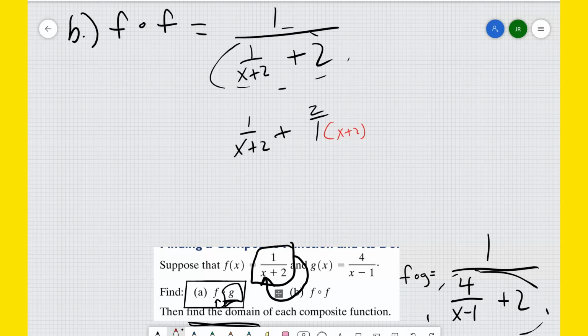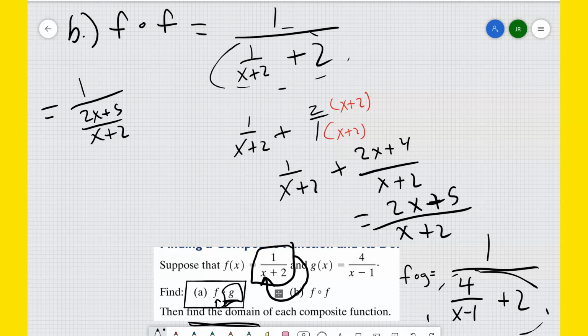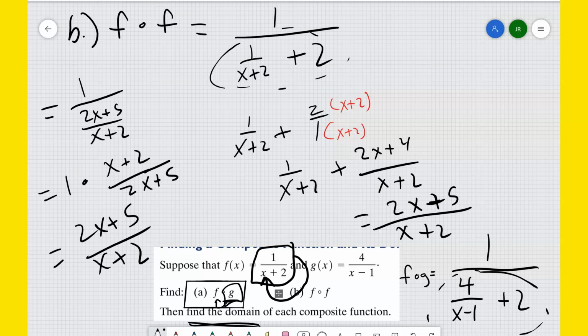Multiply by x plus 2 on the bottom and top. And so that gives me 1 over x plus 2 plus 2x plus 4 over x plus 2, which is 2x plus 5 when I combine like terms on top, over x plus 2. So this then becomes 1 over 2x plus 5 over x plus 2. And keep, change, flip: 1 times x plus 2 over 2x plus 5, which is 2x plus 5 over x plus 2.